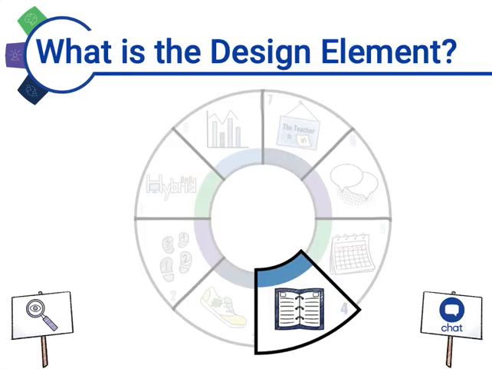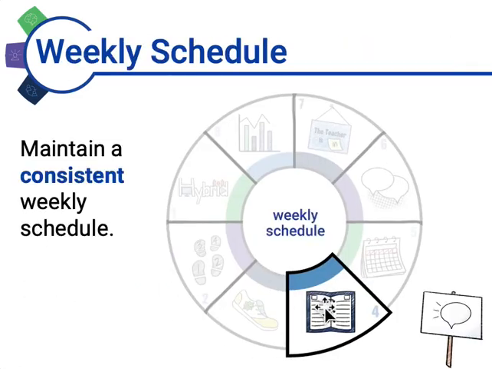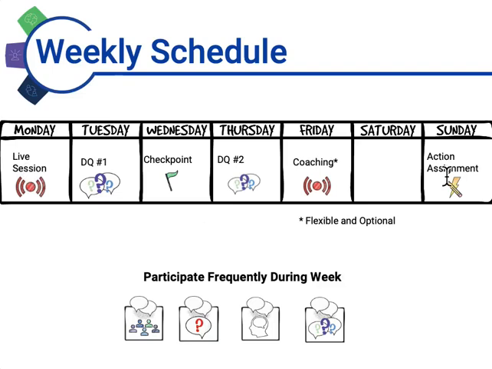Design element number 4 is that we keep a weekly schedule. Organize your program, your consistent learning path, if you will, on a weekly basis. That makes it easy for learners to come in and out of the learning experience and to know what their expectations are.